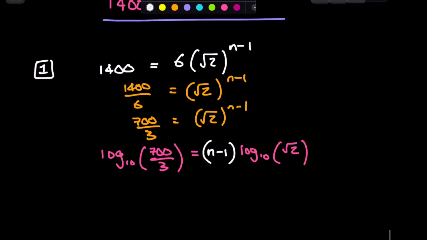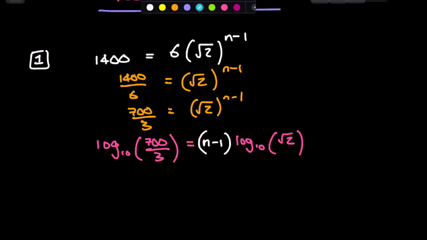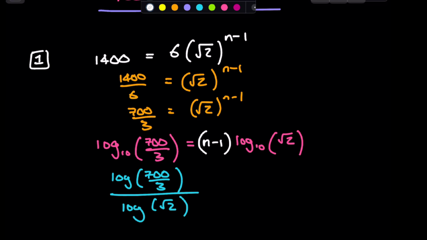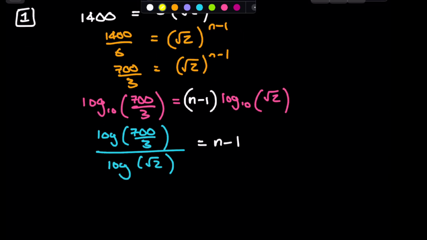Now I'm going to divide both sides by this log root 2. So dividing both sides by that, we're going to get log, I'll just drop the base 10 for now, just to keep it a little bit cleaner, and dividing both sides by log root 2. And don't forget, this is equal to n minus 1.